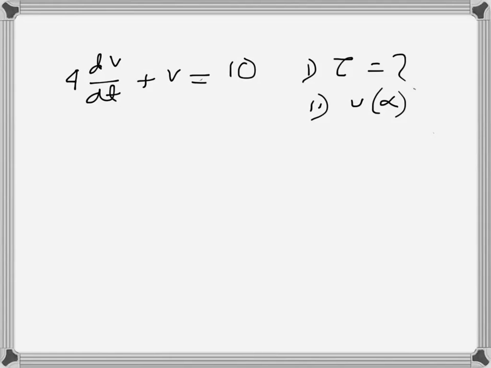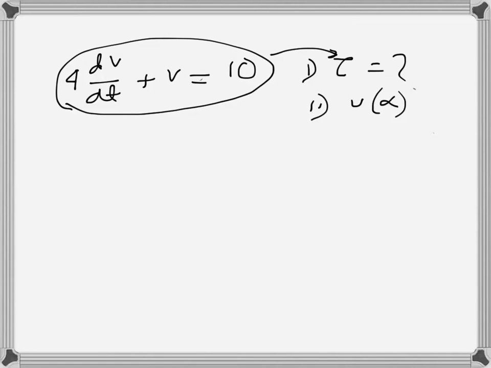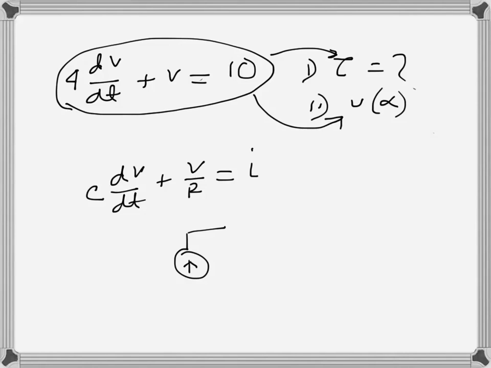It's given that a circuit is defined by this differential equation. We need to find the time constant of this one, and then V infinity. When we look at this differential equation, if we write a similar one, we can see that this is like this. This can be V over R, and this can be I. So basically this one is like this one: a current source, a resistance and a capacitance, like that.